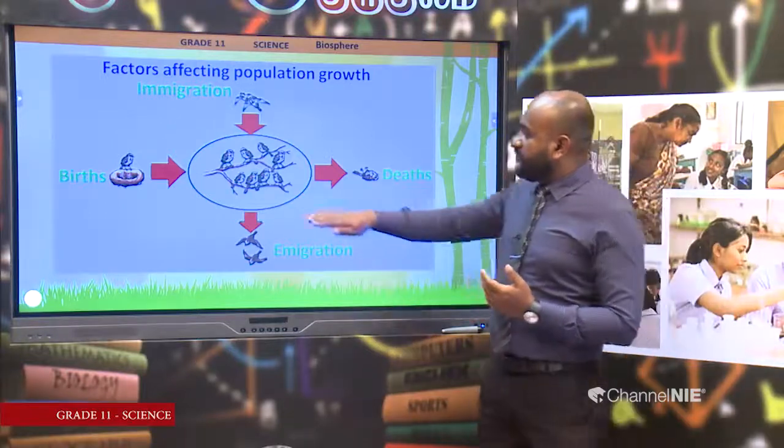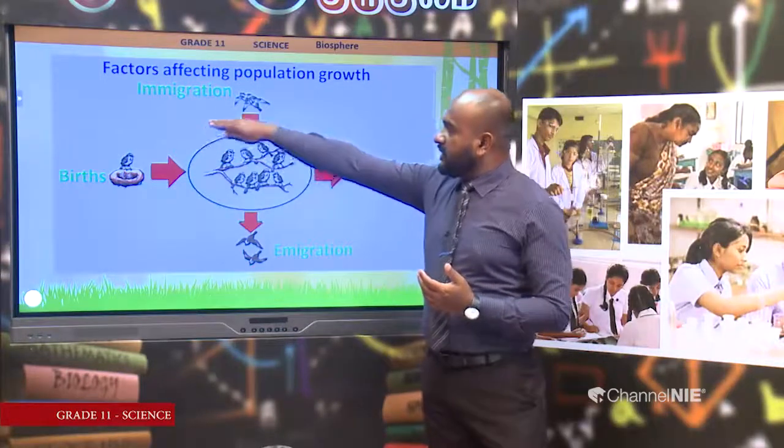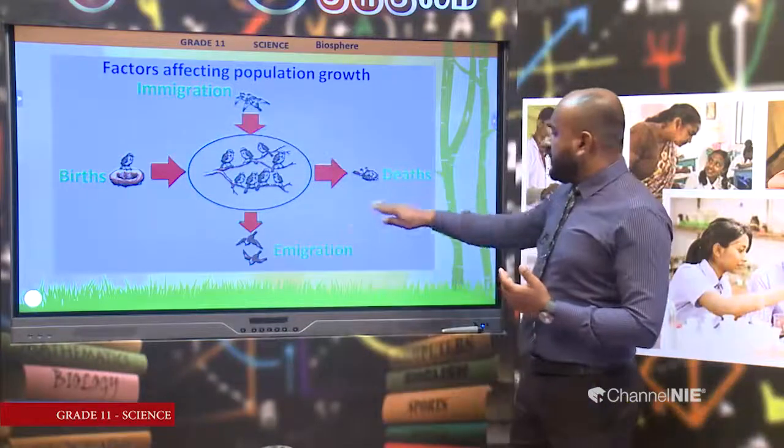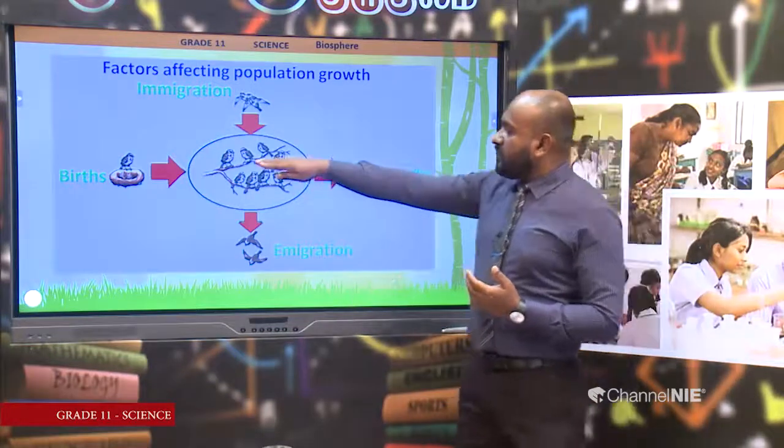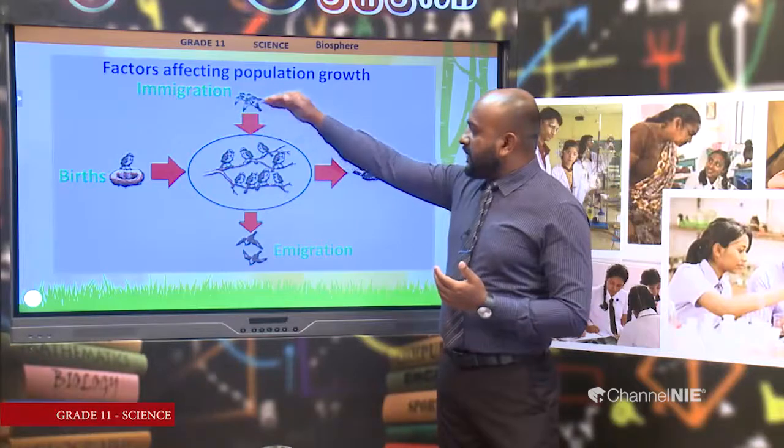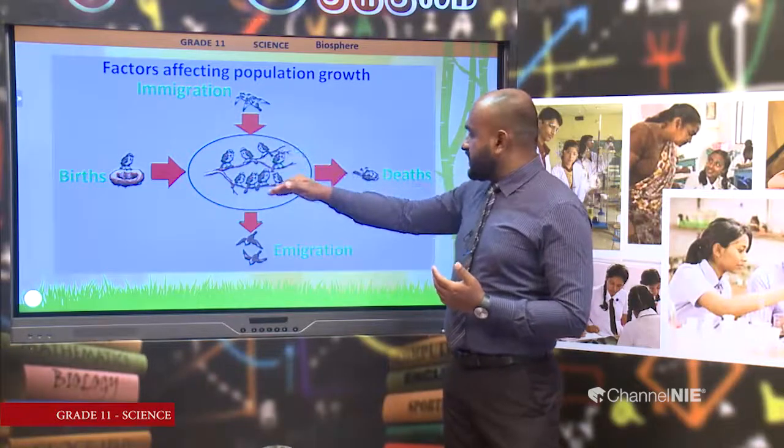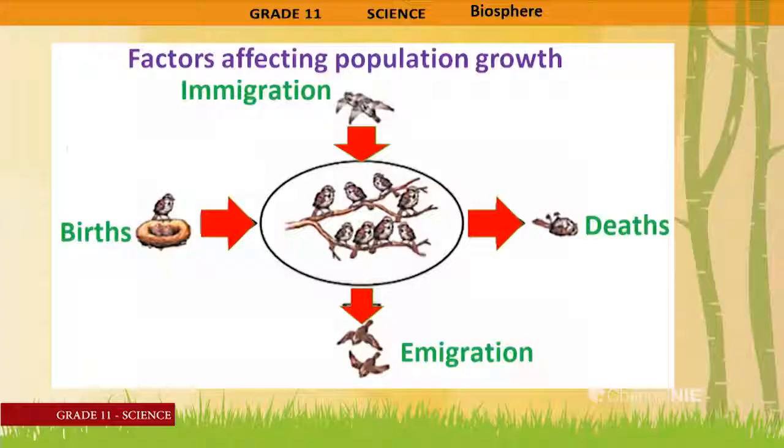So, we identify 4 factors: births, immigration, deaths and emigration. Births and immigration add individuals to a population, and deaths and emigration remove organisms from a particular population. Now we can go to the next part of the lesson.